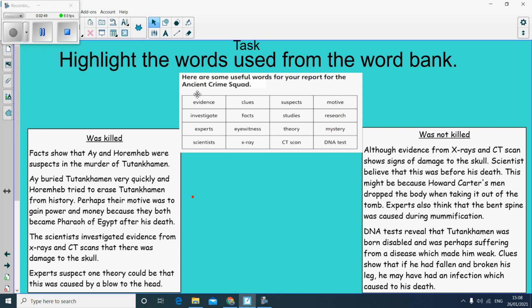So what you need to do today is you're going to write your concluding paragraph. You need to try to use some of the words from the Ancient Crime Squad. So you might want to take a screenshot of this page or pause the video here whilst you do your writing.